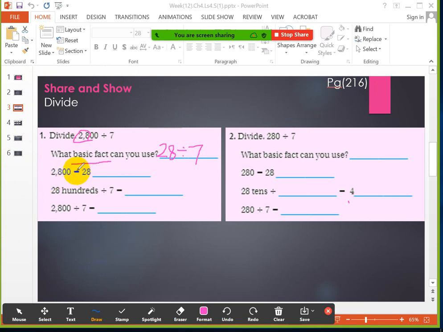2800 will be equal to 28 what? What's this digit? You remember that. What is this digit? This digit is 100. That means 28 what? Hundreds, right? So I will take the 28 hundreds and divide it by 7. That means 28 hundreds divided by 7 equals what? What is the number that I will multiply with 7? It will be 28.